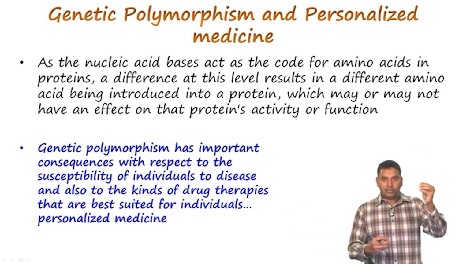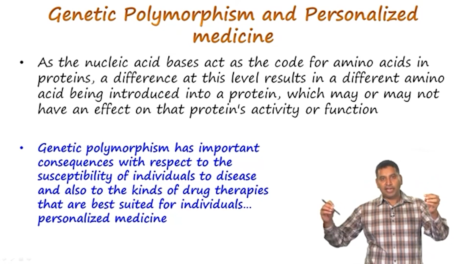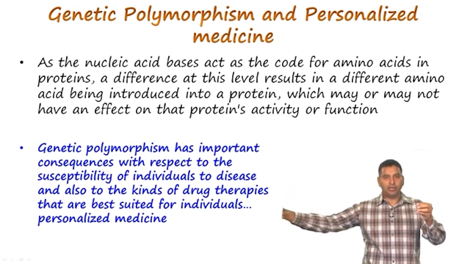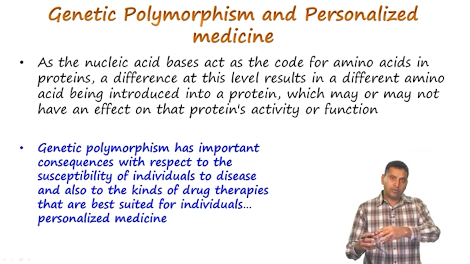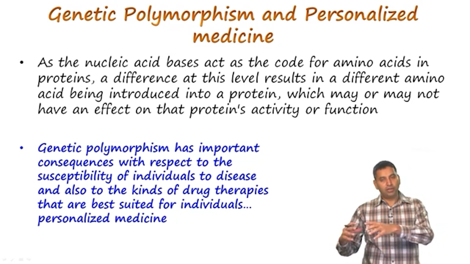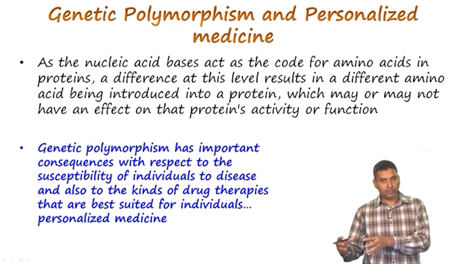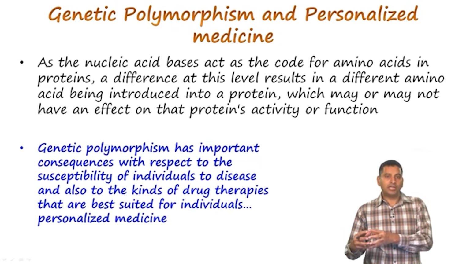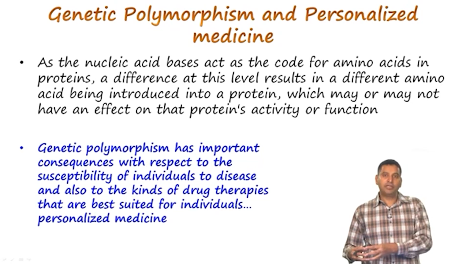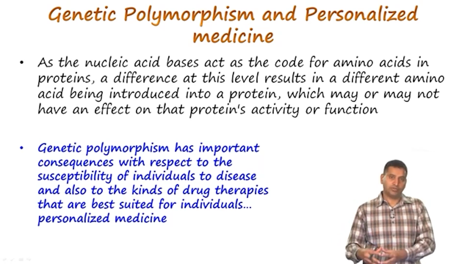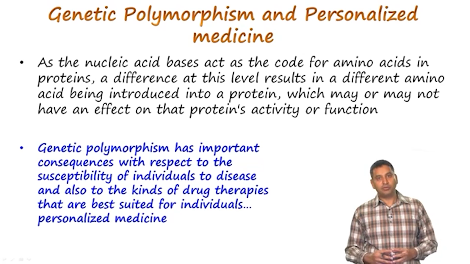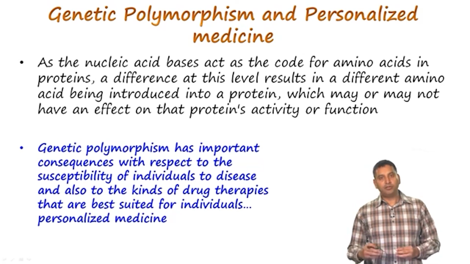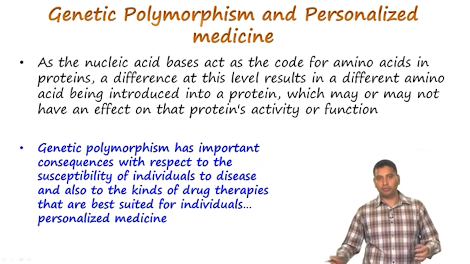So, any single change in the sequence of DNA can result in a different amino acid being incorporated into the protein. This single amino acid change may or may not have an effect on the protein's structure or function, but it is important that this difference can manifest itself when it is interacting with certain drugs. Genetic polymorphism has very profound consequences in the susceptibility of individuals to disease and also to therapy.